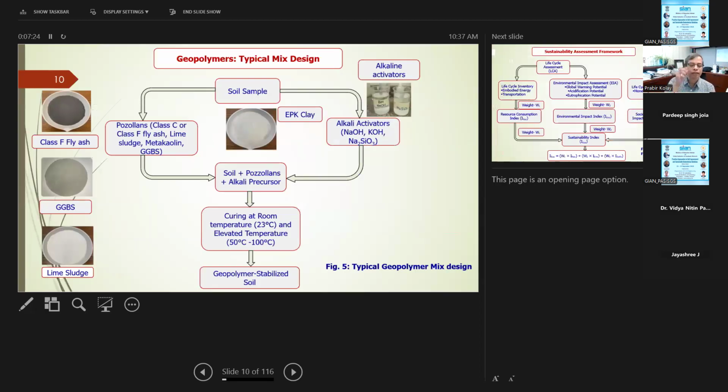So here for the current study, one of my PhD students did the work. We used class A fly ash, GGBS, and lime sludge. And then we used alkali activators, sodium hydroxide and sodium silicate, not potassium hydroxide. We did the experiment at normal temperature, that is room temperature around 23 degrees Celsius, and at elevated temperature, basically 75 degrees.